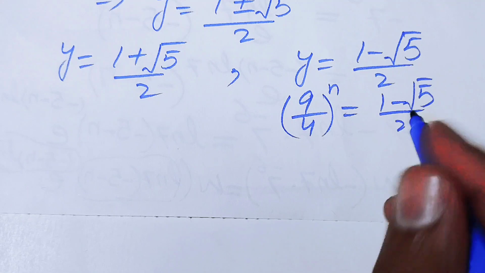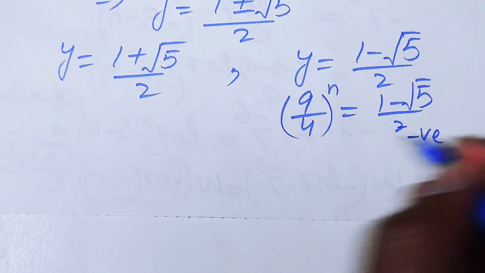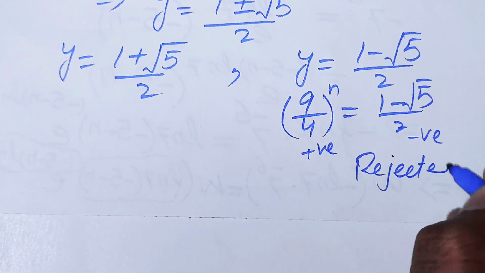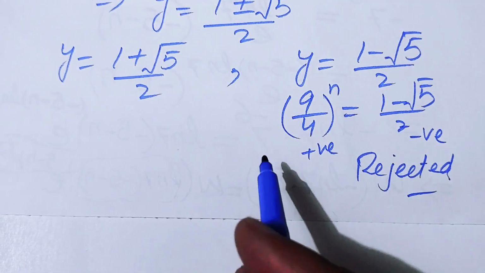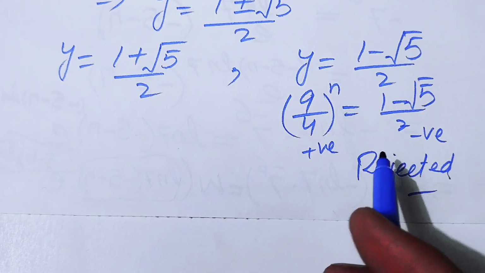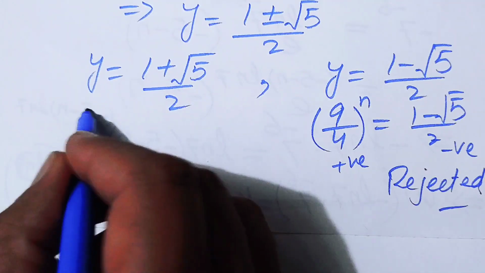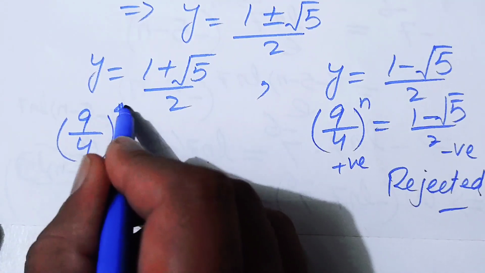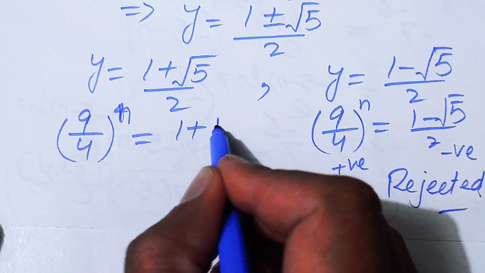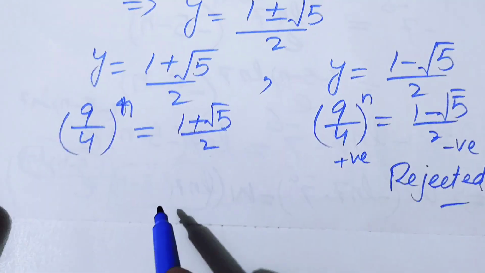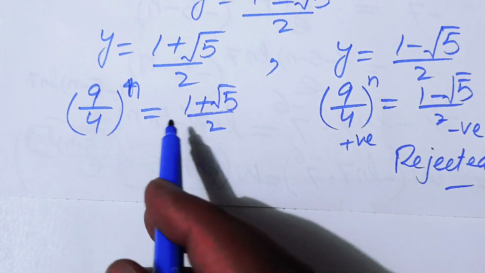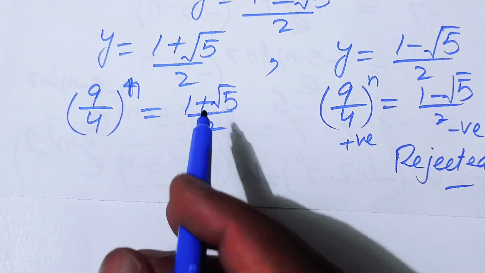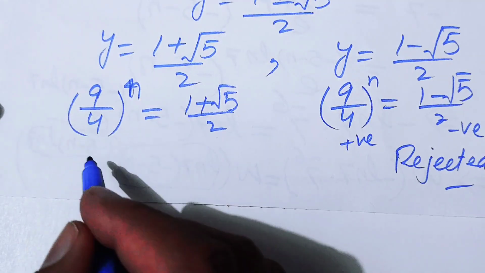Here you see that the right hand side is negative and the left hand side is positive, so we will reject this case, because it is not possible for an exponential function to equal some negative value. So now we proceed with this case only. Here you have 9 over 4 and its whole power n is equal to 1 plus square root 5 over 2. Now we can divide 9 over 4, and we can solve 1 plus square root 5 over 2.